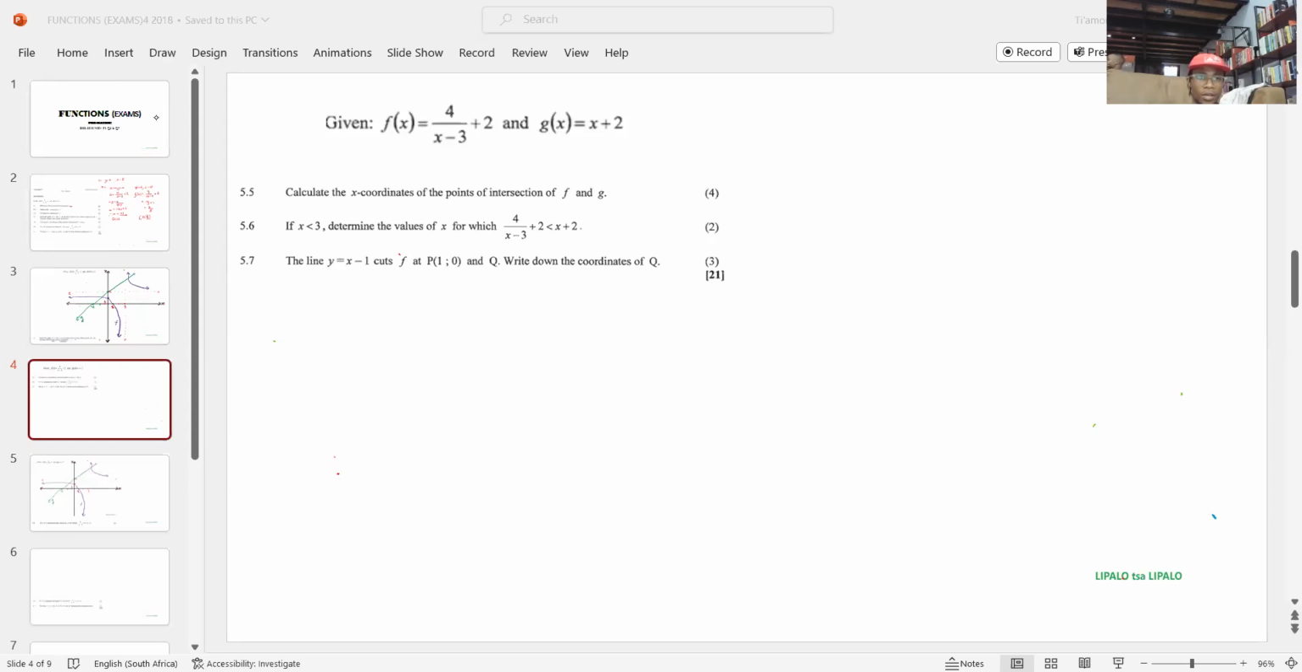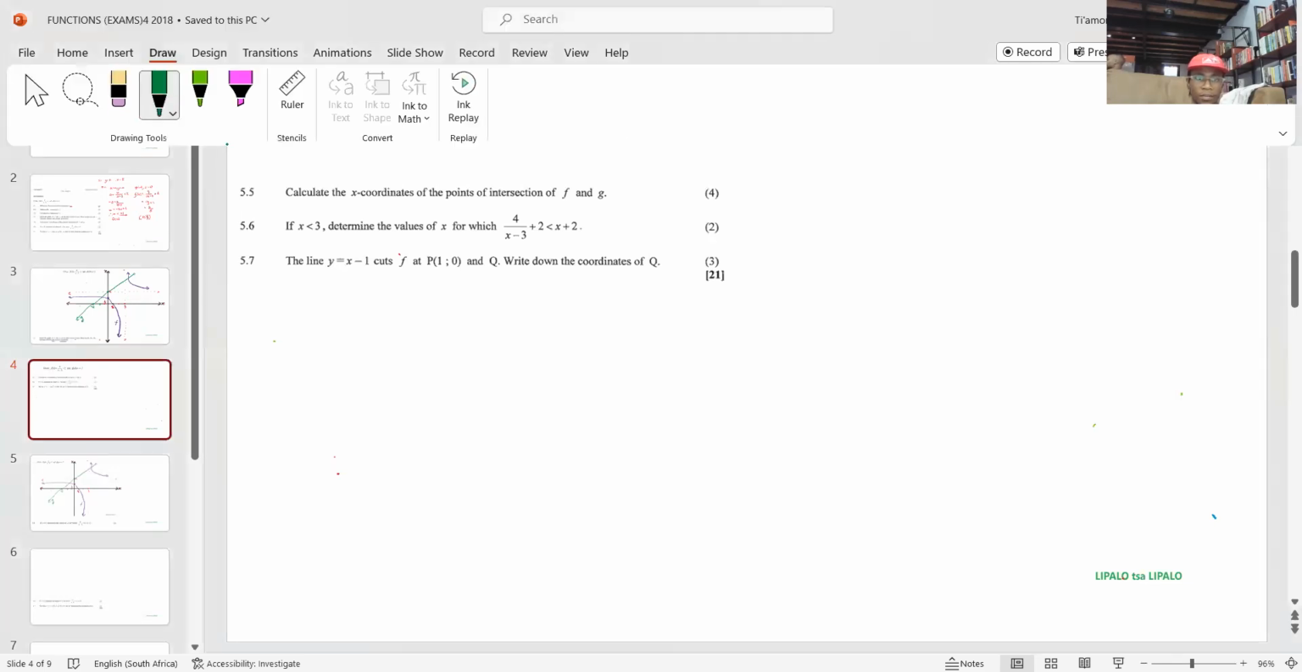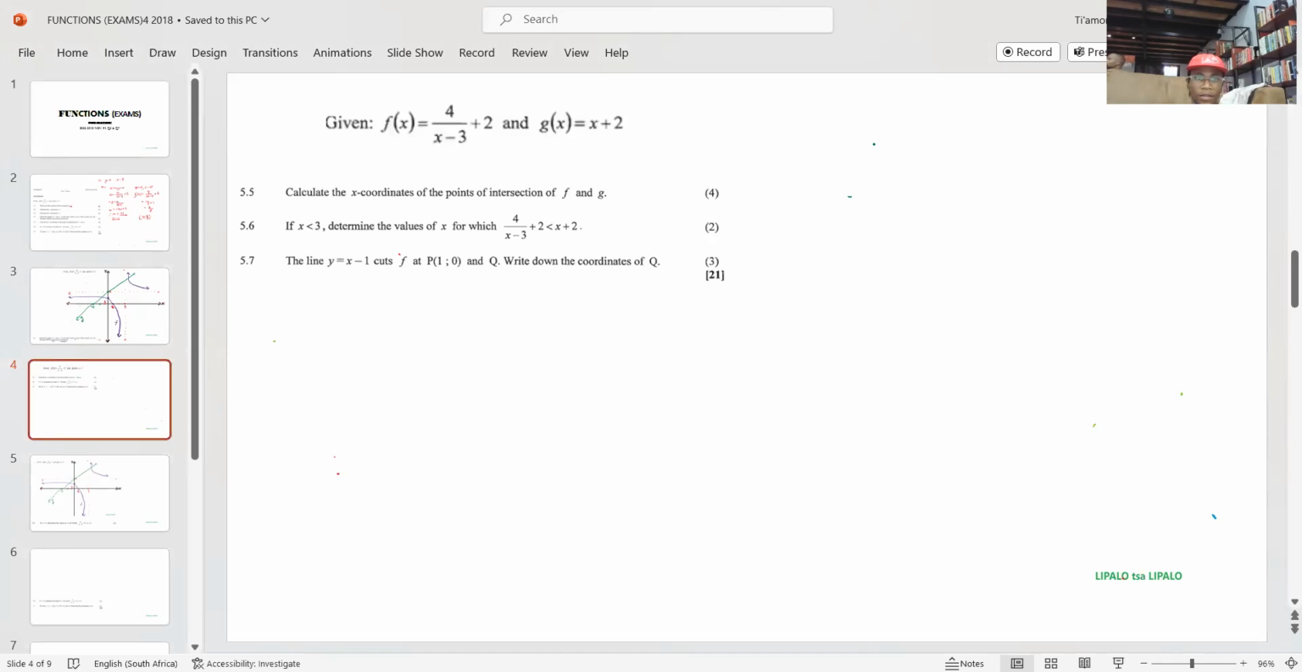Get into the first question. You are required to calculate the points of intersection, the x-coordinates of the points of intersection. When they mention intersection, you should always equate. Always remember that at the point of intersection, f of x is equal to g of x.